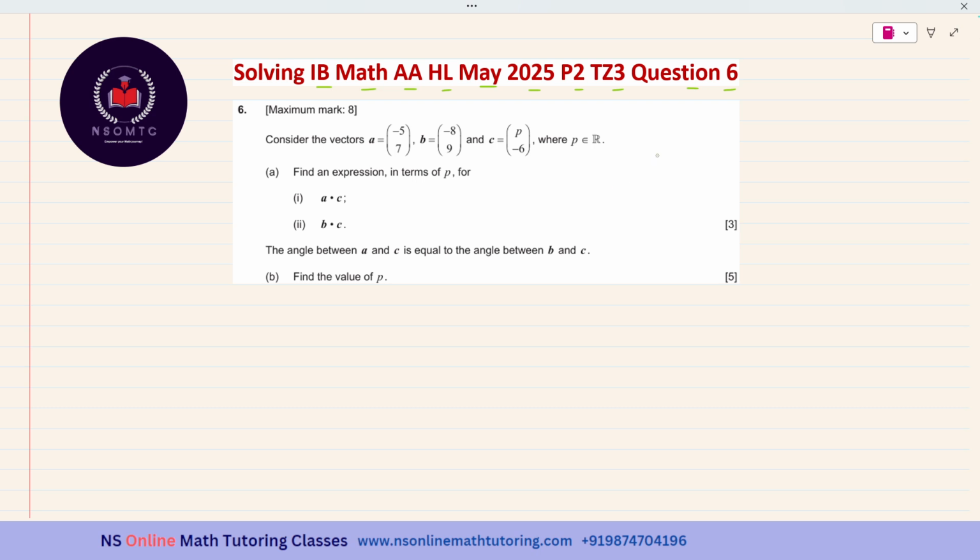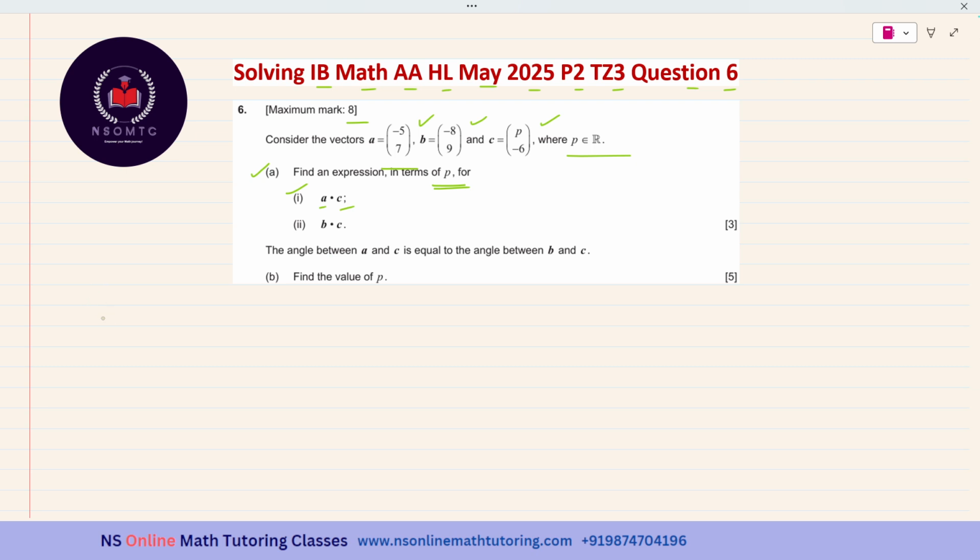So without any further delay, let us start to solve this question number 6. The maximum mark is 8. Consider the vectors A with column vector minus 5 and 7, B column vector minus 8 and 9, and C column vector p and negative 6, where p is a real number. Part (a) asks to find an expression in terms of p for two subparts. First subpart: A dot C, the dot product of the vectors A and C.